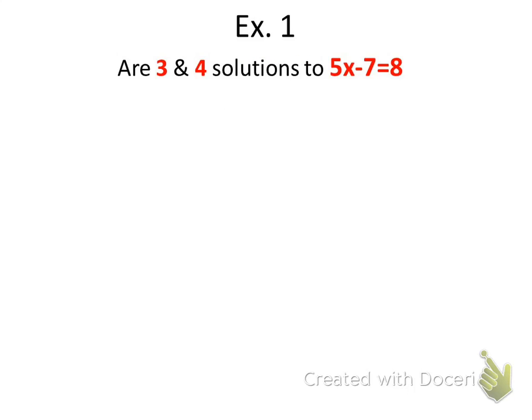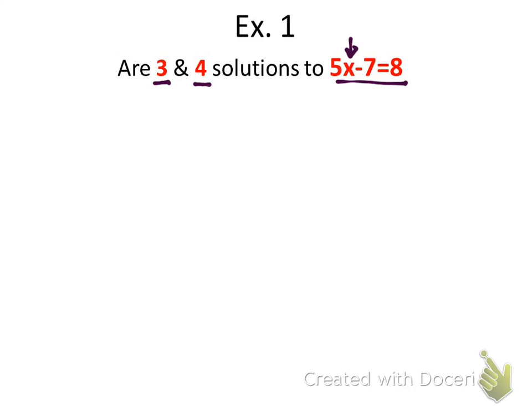Example number 1 wants us to find out, are 3 and 4 going to be solutions to the equation they have given us? The equation they've given us, I know it's an equation because it has an equal sign, is 5x minus 7 is equal to 8. So they want us to plug in 3 for x, solve it out, and say yes, it's a solution, or no, it's not. And then they want us to plug in 4, solve it out, and say yes, it's a solution, or no, it's not.